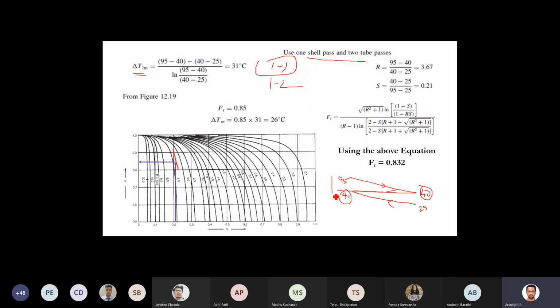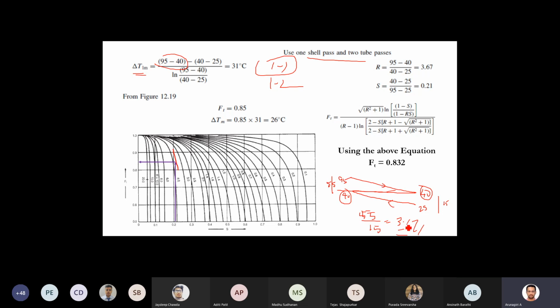That is 95 minus 40, 55, and 40 minus 25, 15. So 55 by 15 is approximately 3.67 times. 4 15s are 60, so it is 3.67 times.